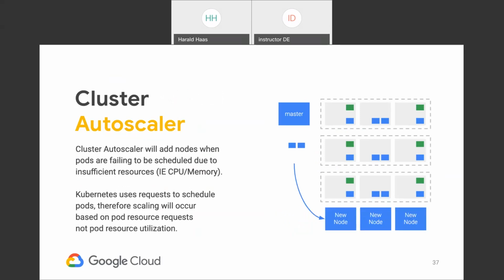So there's not only horizontal pod autoscaling, there's also cluster autoscaling. A cluster autoscaler will add nodes, not pods, so basically additional VMs, when pods are failing to be scheduled due to insufficient resources. So a pod would say, okay, let's take autoscaling again, I want to scale out, I need another pod. But you're out of nodes. So what's going to happen? It's going to fail. It's going to say, I can't schedule, insufficient resources.